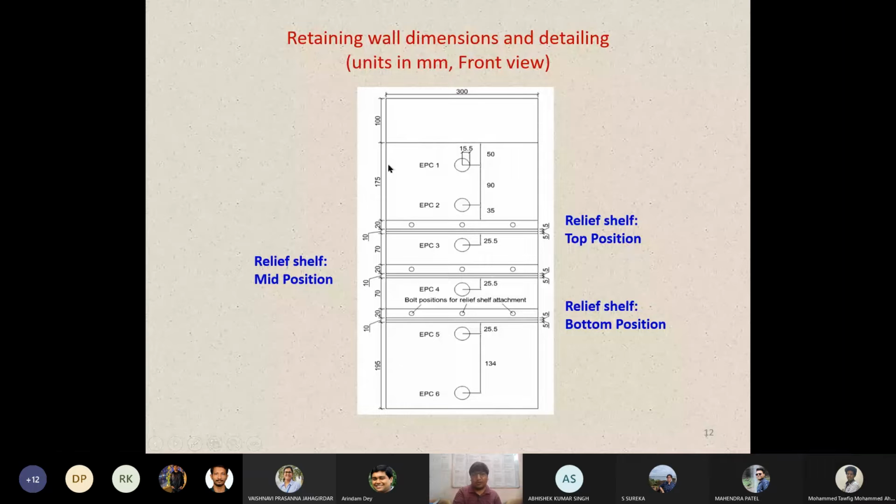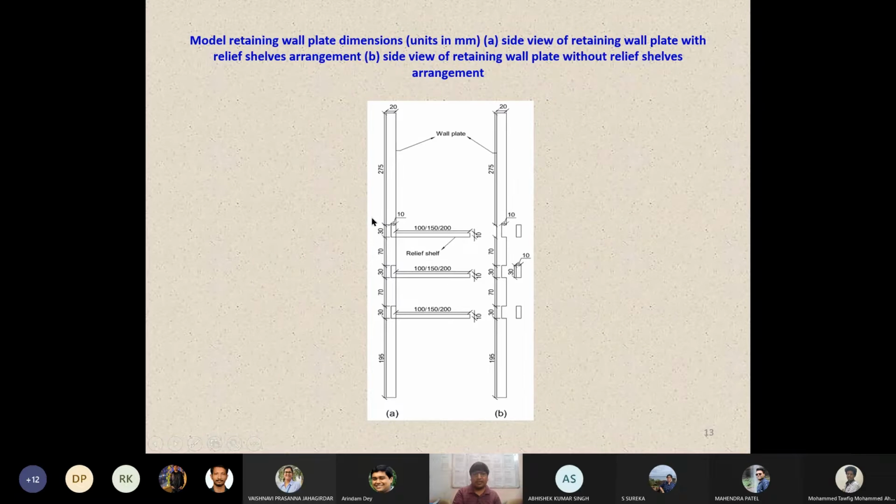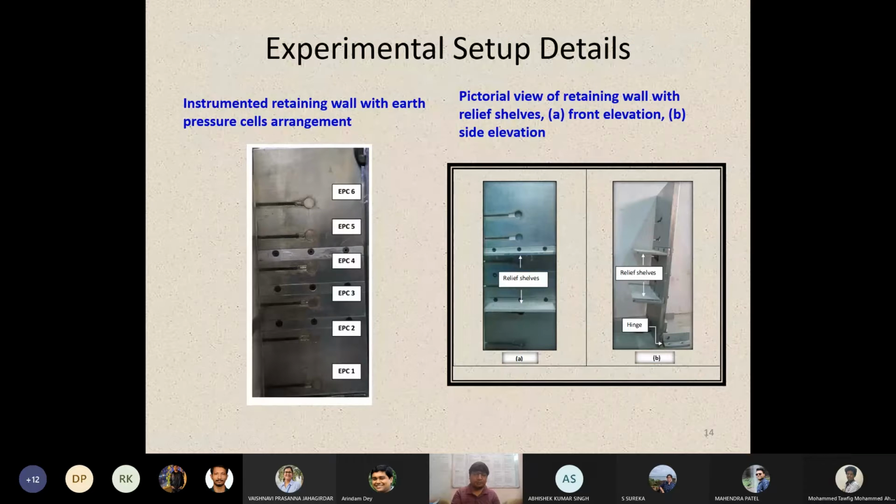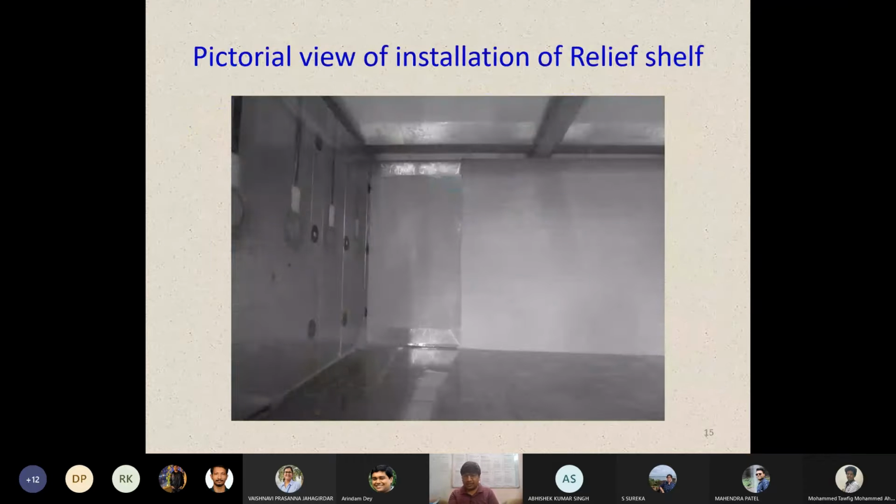instrumentation also. This is the front view of our model wall, where the earth pressure sensors were placed at 6 different positions. If you look at the side view, this was the arrangement. We could introduce our relief shelf at different positions. We made an arrangement so that when we have to use a single model wall, we can introduce this kind of attachment. When we have to use the wall with relief shelf, using a nut and bolt system, we could fix the relief shelf there.